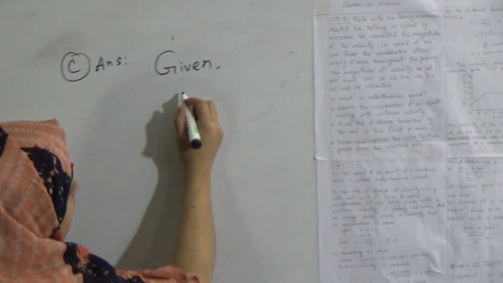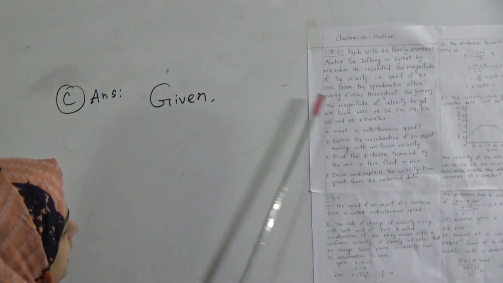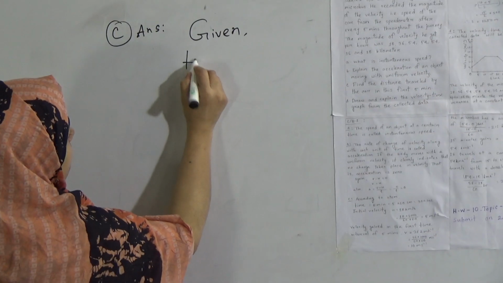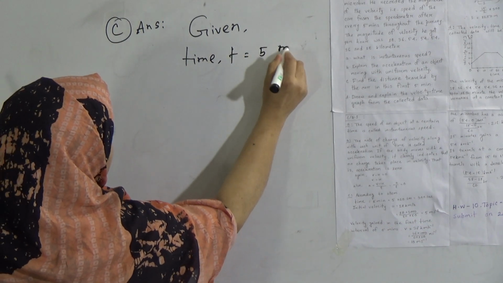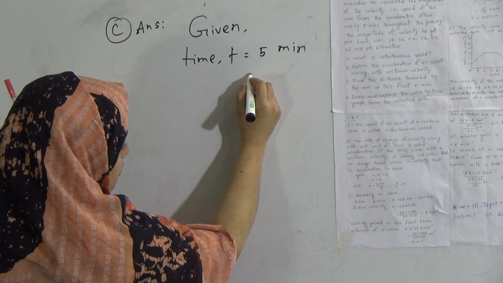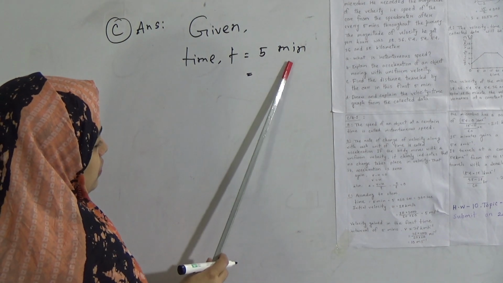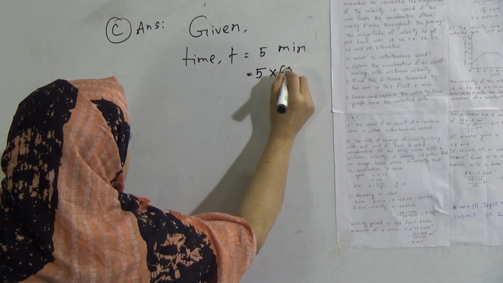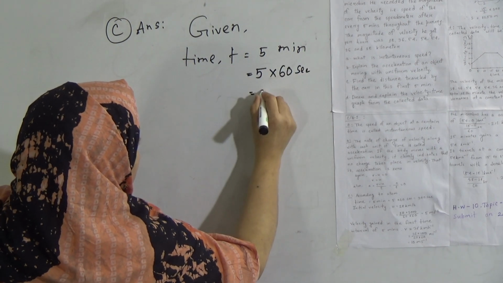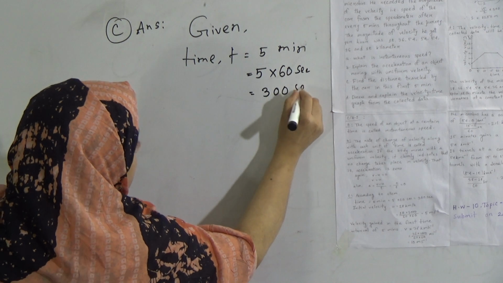at first we have to write this. Given time is 5 minutes. That means time t equals 5 minutes. So we have to convert this minute into second. So 5 into 60 second. It will be 300 second.